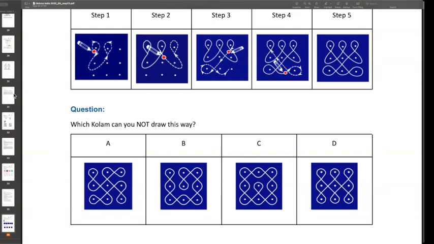Okay, so if you look at C, first one line is drawn like this, and then another line is drawn like this, which is not allowed, since columns have to be made of one singular line and cannot be made of two lines or by lifting.